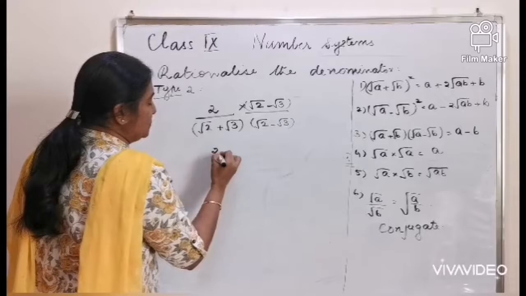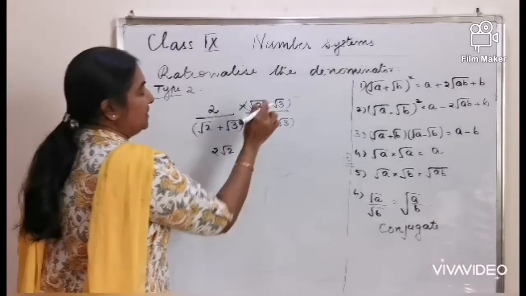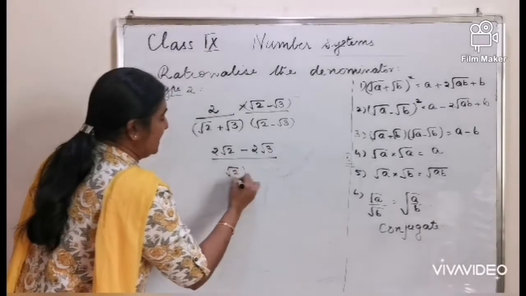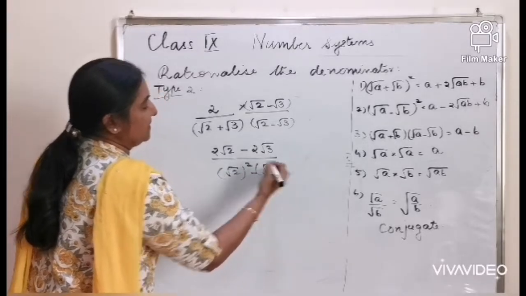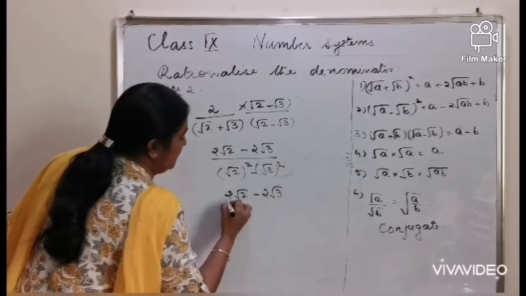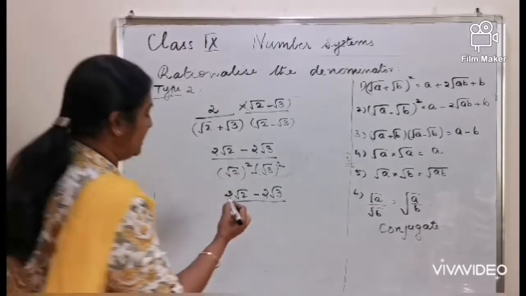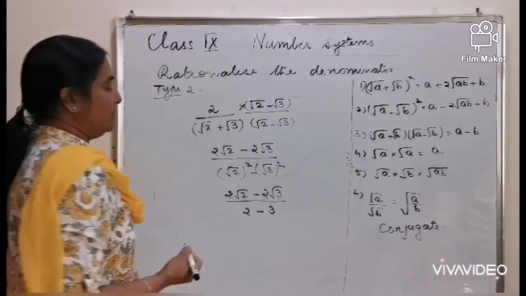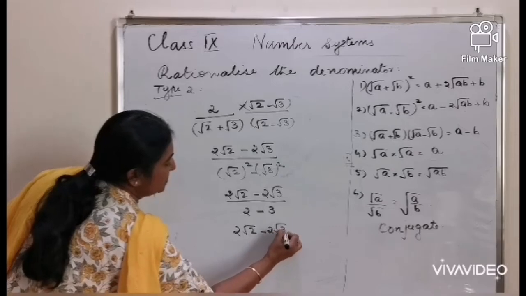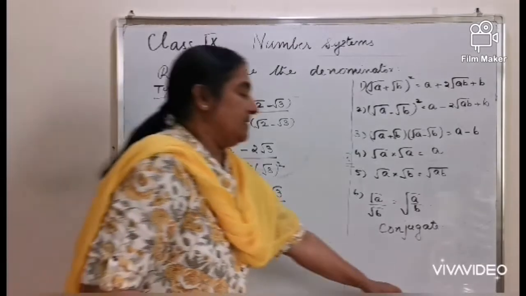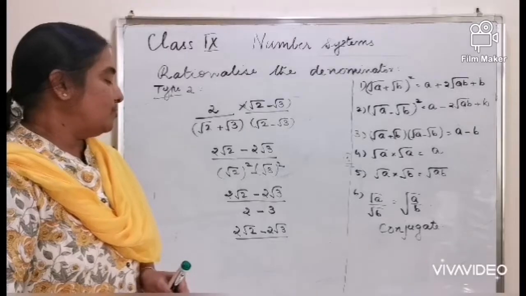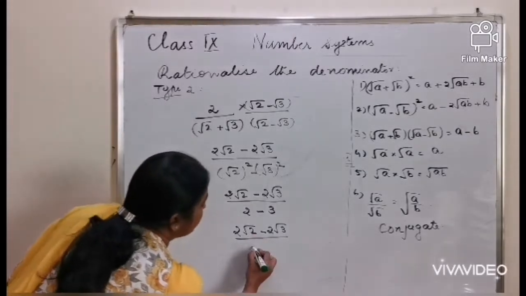2 into root 2 is giving you 2 square root 2 minus 2 into root 3 is giving you 2 square root 3 by root 2 the whole square minus root 3 the whole square. The procedure is 2 square root 2 minus 2 square root 3 by square root 2 the whole square is 2 minus square root 3 the whole square is 3. The answer is square root 2 minus square root 3 by, what is the value of 2 minus 3? The value of 2 minus 3 is negative 1.